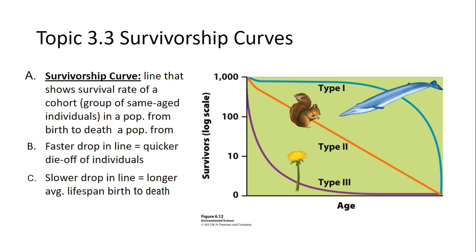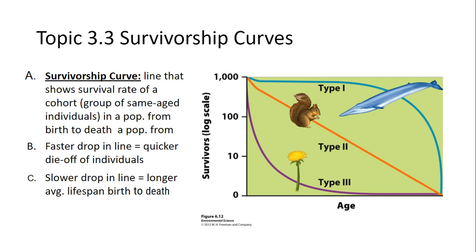Okay, here we go. Topic 3.3 is all about survivorship curves. This is actually what we were trying to demonstrate in our survivorship bubble lab that we've been doing the past 2 days. So, what is a survivorship curve? It is a line that shows the survival rate of a specific cohort, which typically means a group of the same aged individuals in a population from their birth to their death.